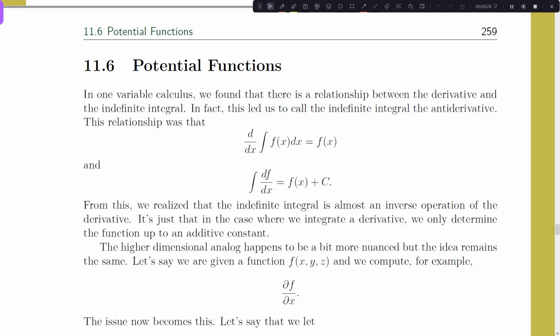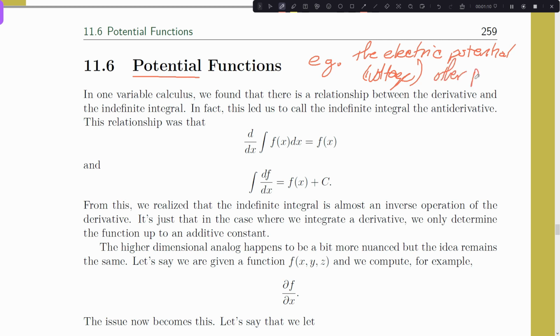Today we're talking about a very interesting topic and probably one of my favorite topics in multivariable calculus, and this is that of potential functions. And really briefly, I want to talk about why we are calling these potentials. So, for example, the electric potential, being voltage, is an example of these functions. That's really where the name came from, was electric potential, or even other potential energy curves.